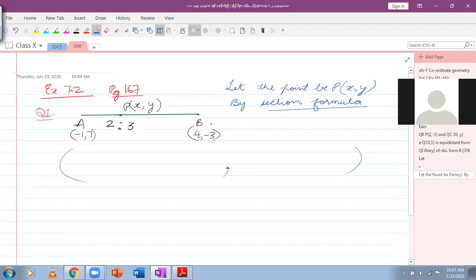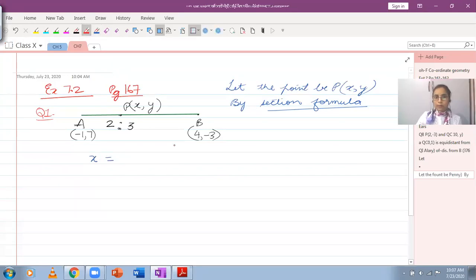Let's start with X first of all. Keep in mind, when you are finding X, you have to use the abscissa and cross multiply. So 2 into 4 plus 3 into -1. In the denominator, you will have the sum of the ratio, 2 plus 3. And then you can solve.